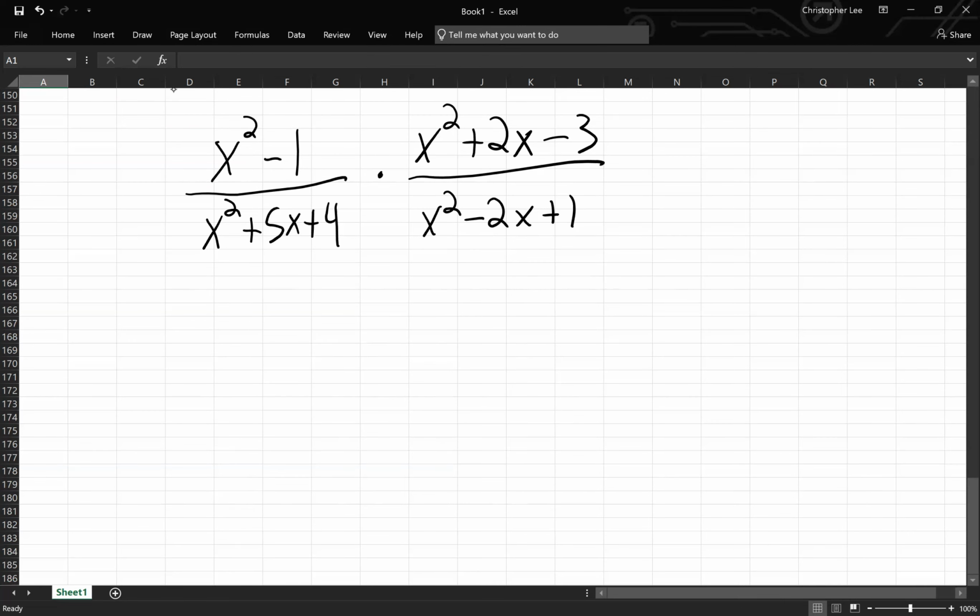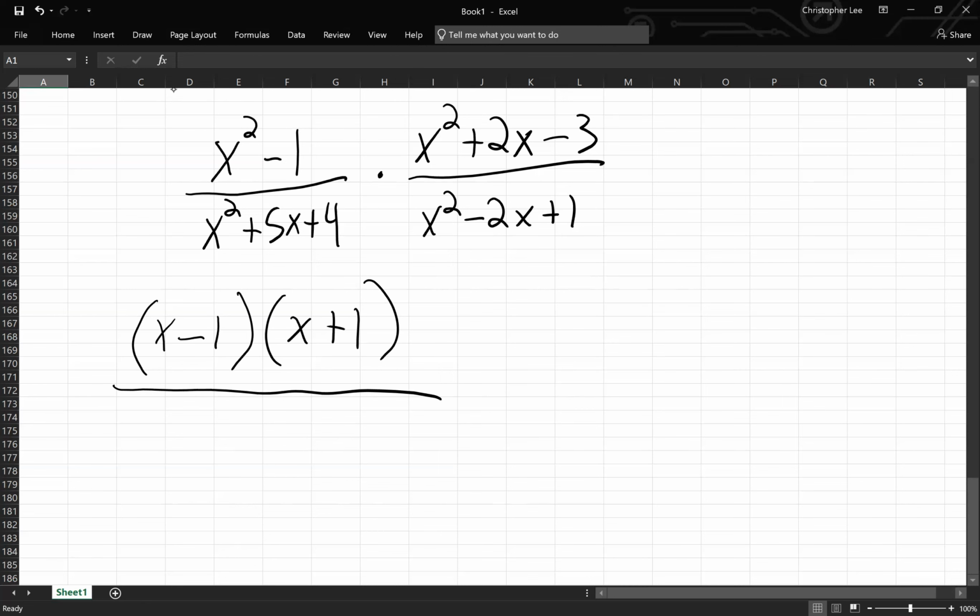So for the numerator here, what's the factor? X minus 1, X plus 1. What about the bottom? What's that going to be? Two numbers that multiply to 4 but add up to 5. All right, so plus 4, plus 1, times.